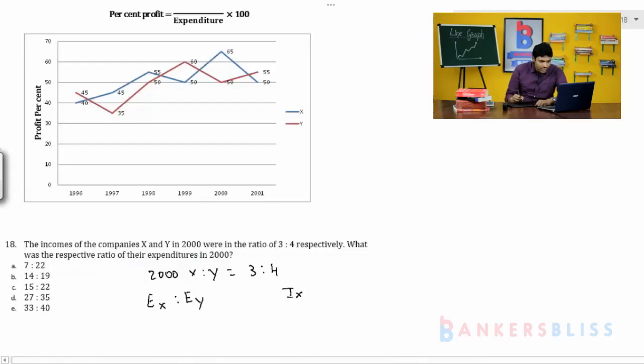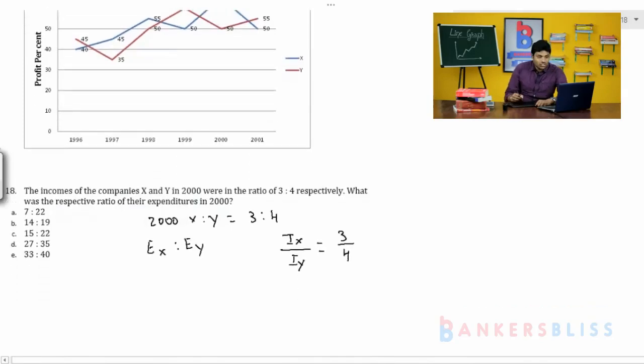See here, it is very simple to calculate. Don't panic, don't worry, because income in ratio and profit percentage they have given, and you may not know what to calculate. Very simple. Two methodologies are there to solve these types of problems. Let me show you both methodologies. First methodology: income of X by income of Y, that is the data they have given, that is 3/4. Income means expenditure plus profit. Expenditure of X plus profit of X divided by expenditure of Y plus profit of Y is equal to 3/4.